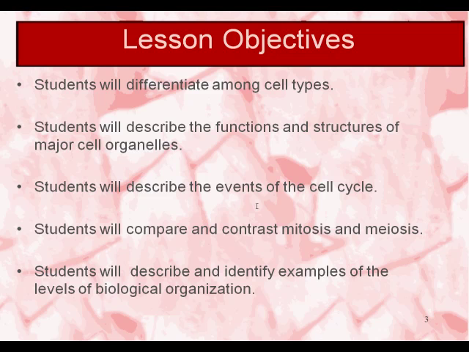In this lesson, you will differentiate among cell types. You will describe the functions and structures of major cell organelles. You will describe the events of the cell cycle. You will compare and contrast mitosis and meiosis. And you will describe and identify examples of levels of biological organization.